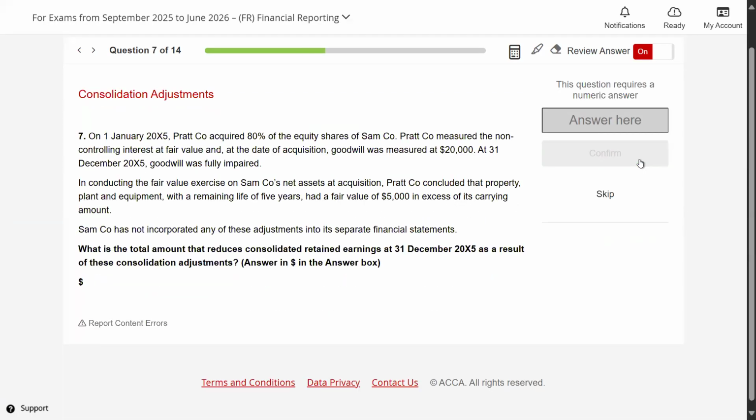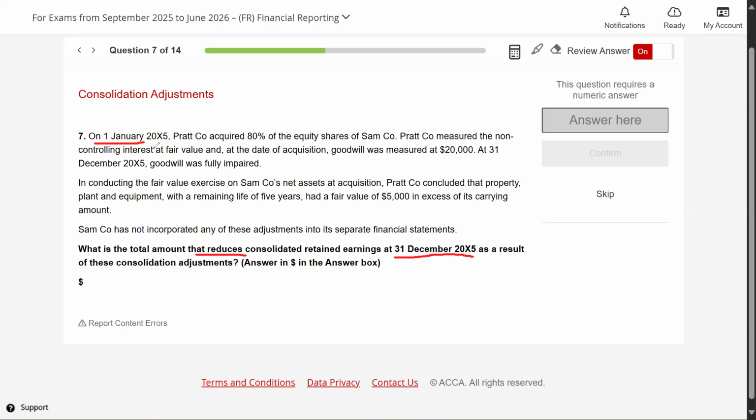So here we have this, let's understand the question. What is the total amount that reduces consolidated retained earnings at 31st of December 20x5? So this adjustment relates to the consolidated retained earnings as a result of these consolidation adjustments. So let's see what are the adjustments here. On 1st of January 20x5, Pratt Co. acquired 80% of the equity shares of Samco. So this is at the start of the year, and we have to look at the retained earnings figures, and we have to see what is the amount that reduces the consolidated retained earnings. So Pratt Co.